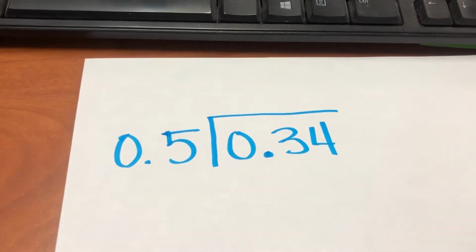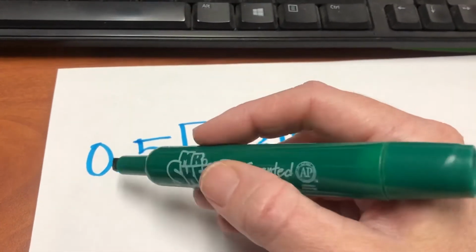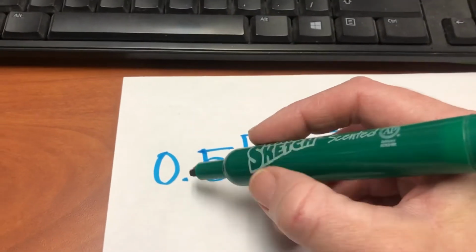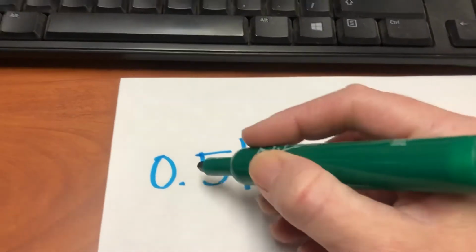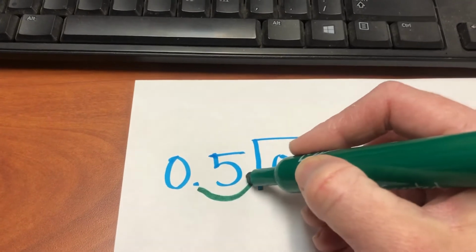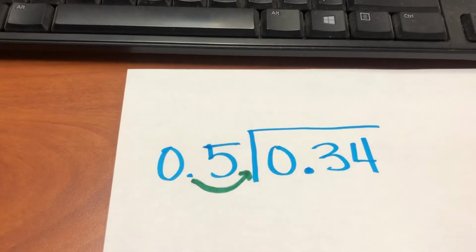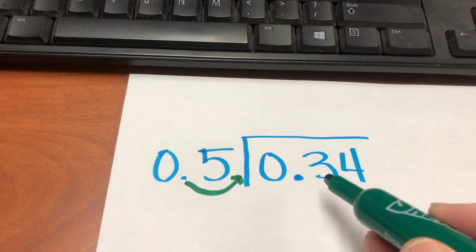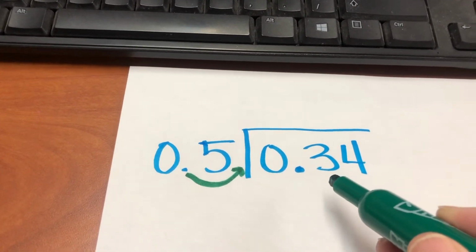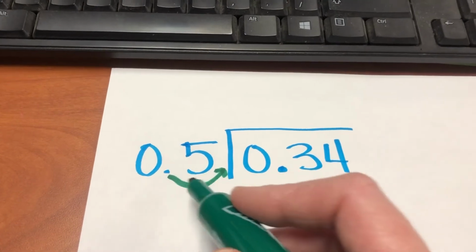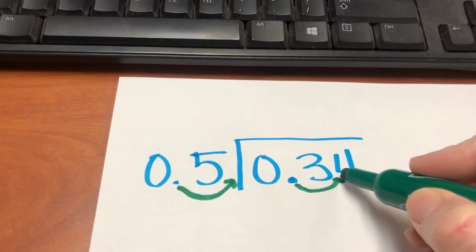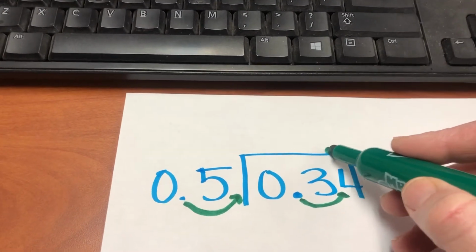So this is my problem, and I need to make sure the divisor is a whole number. What the videos you've watched the last couple of days have been talking about is moving this decimal point to the end of the number. When I move this decimal point, I have to be fair and do the same thing inside the sign. So I moved it one time outside. I need to move it one time inside, and then straight up into my answer.